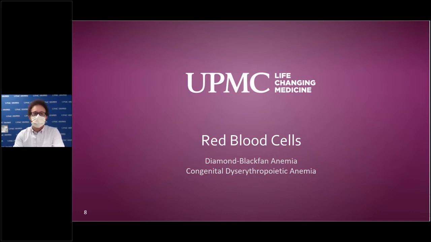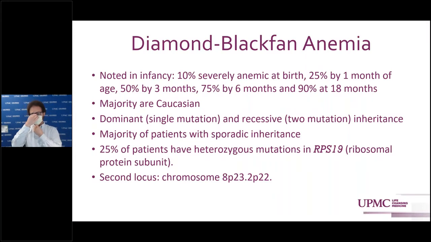So two that I want to talk about for those involving red blood cells, mostly Diamond-Blackfan anemia and congenital dyserythropoietic anemia. So Diamond-Blackfan anemia is a condition that's most notably noticed in infancy. So you can see here that the majority percentage of these patients are either symptomatic or noted on laboratory findings by the age of 18 months, with about 10% of these kids at birth being severely anemic from that standpoint.